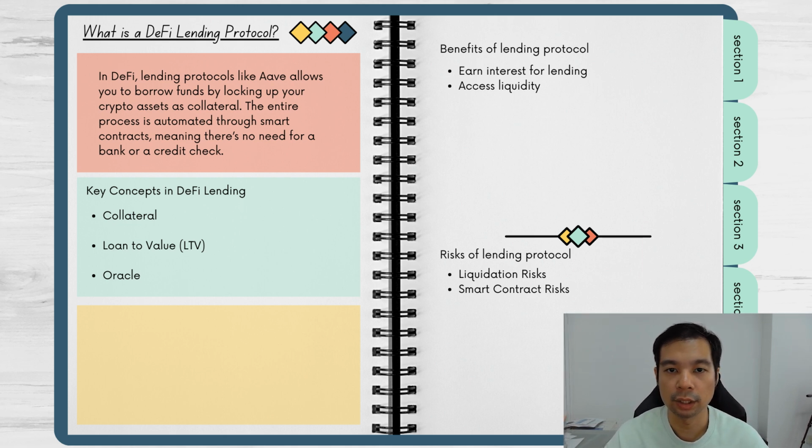The first one is that you'll be able to earn interest if you lend your assets to the protocol. And secondly, you have access to liquidity. Borrowing allows you to access funds without selling your assets. However, do take note that there are also risks. The first one is liquidation risk. If your collateral value drops and your LTV becomes too high, your collateral can be liquidated. And of course, not forgetting that there is also smart contract risk, that the protocol's code could also have vulnerabilities, and this poses a risk to your assets.